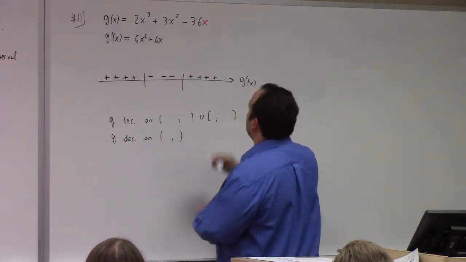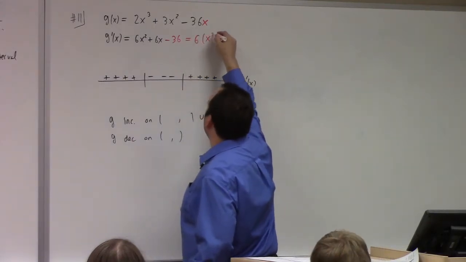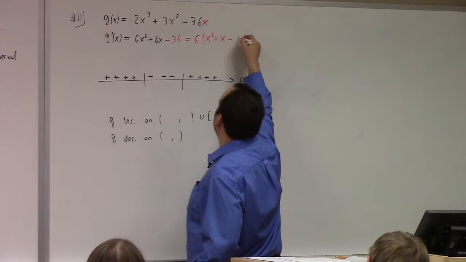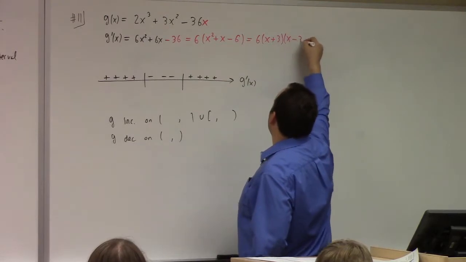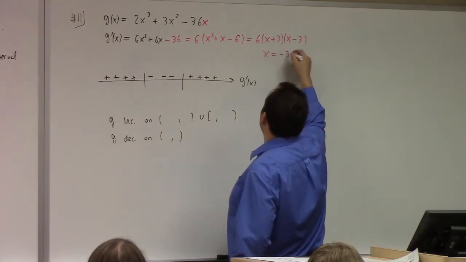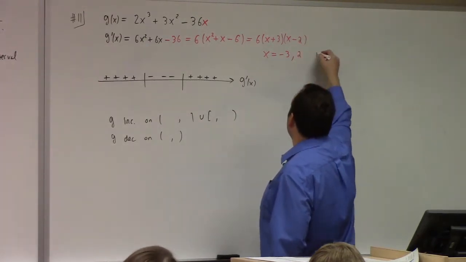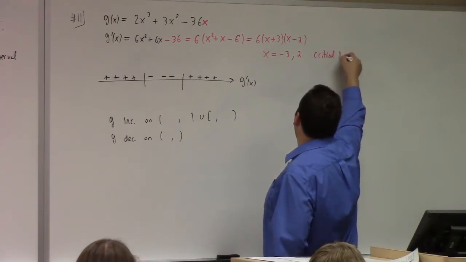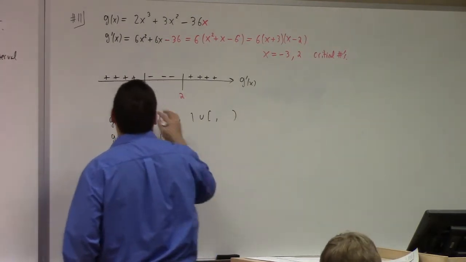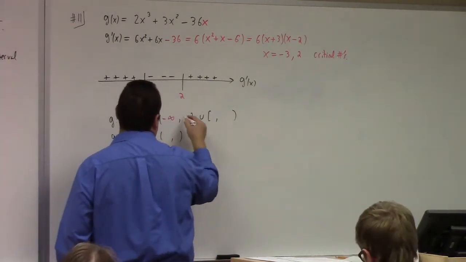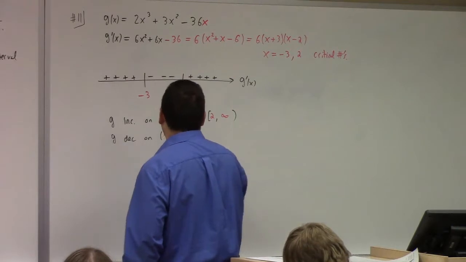Let's see here. All right, so this is minus 36. So I can factor out a 6, which is 6 times (x plus 3) times (x minus 3). So my critical numbers are x equals minus 3 and 2. Those are my critical numbers. I put those in the right order, minus 3 and 2. And so I get that it's increasing from minus infinity to minus 3 and also from 2 to infinity, and it's decreasing between minus 3 and 2.